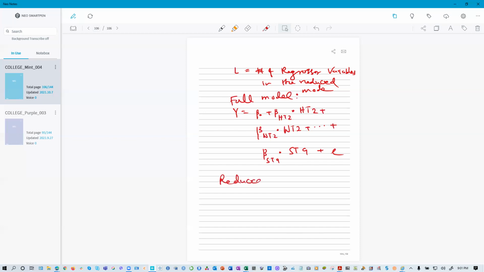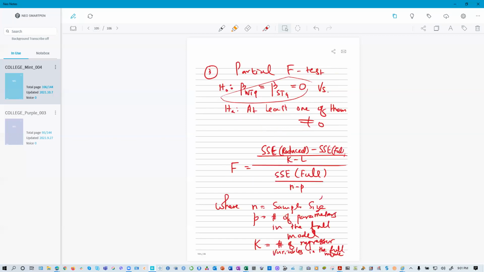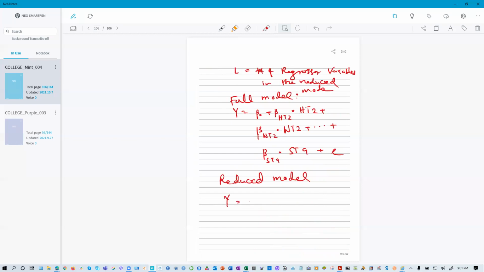And the reduced model is what? In the reduced model, you have taken out two of them. Whatever is left over, you write here. I'm going to call it beta one for HT2, so we keep HT2 like this, plus dot, dot, dot. The last two have been taken out, so I'm going to have beta HT9 times HT9. That's the reduced one.